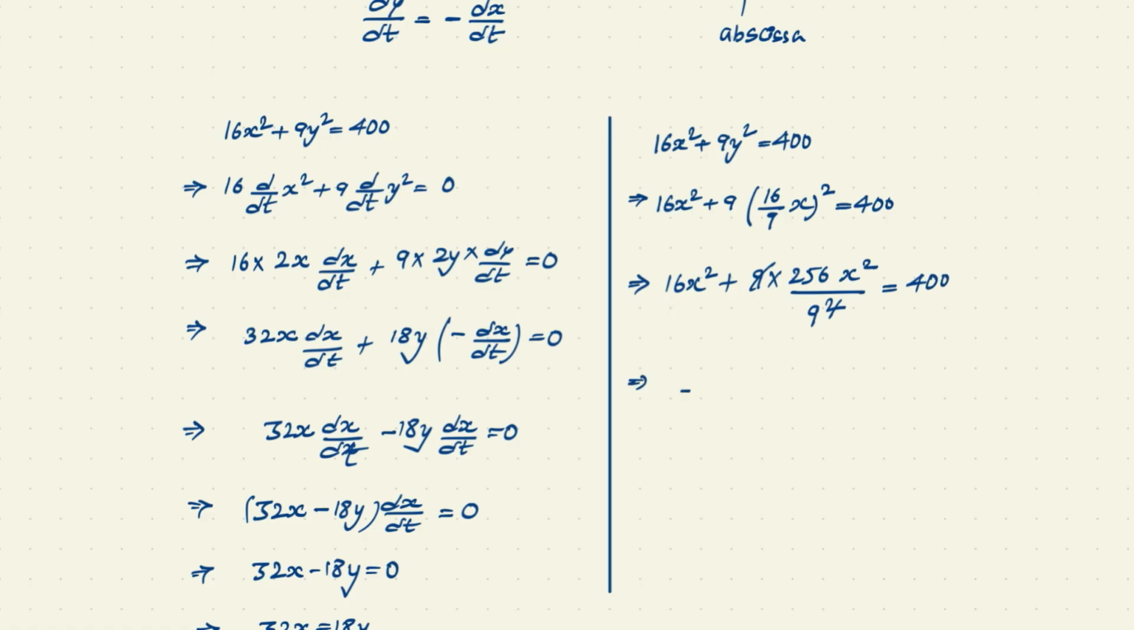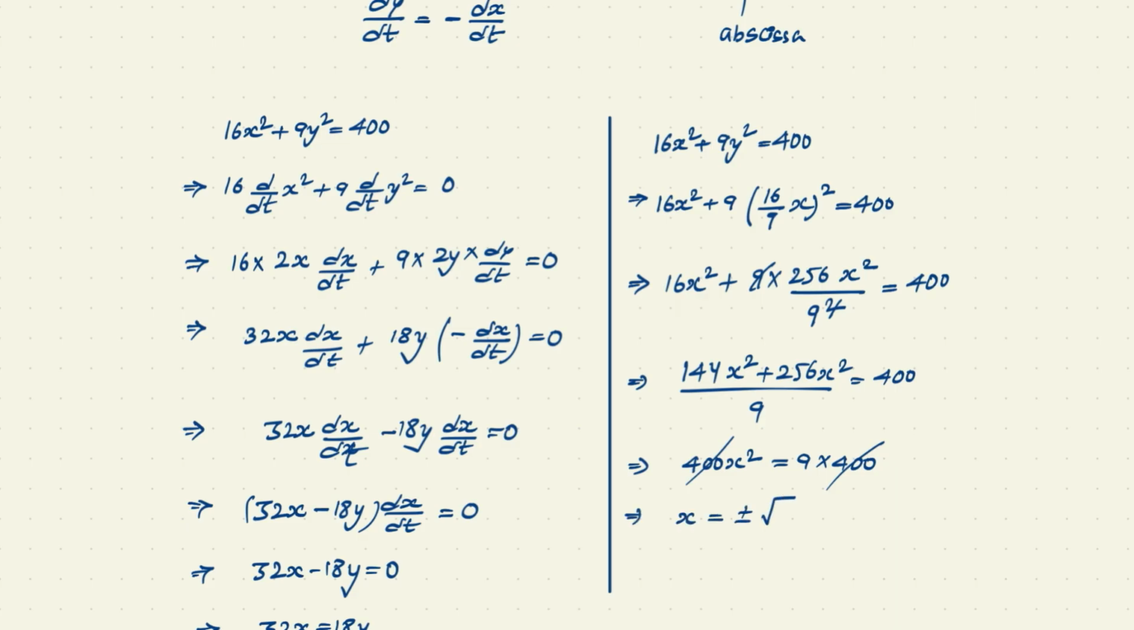Now let us take the LCM. Then we will have 9 sixteens are 144, so it is 144 x square plus 256 x square equals 400 times 9. This implies if we add the numerator terms, then it will be 400 x square equals 9 into 400, and this 400 got cancelled, and hence the value of x is plus minus square root of 9, and hence the value of x is equal to plus minus 3.